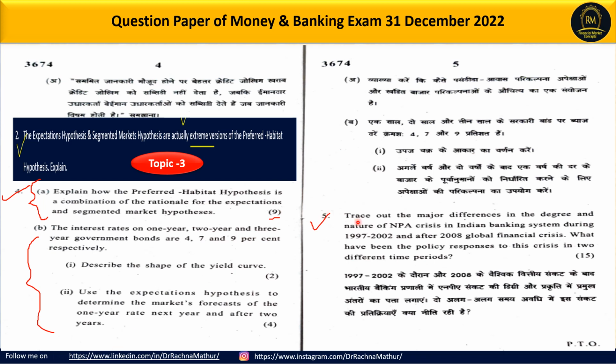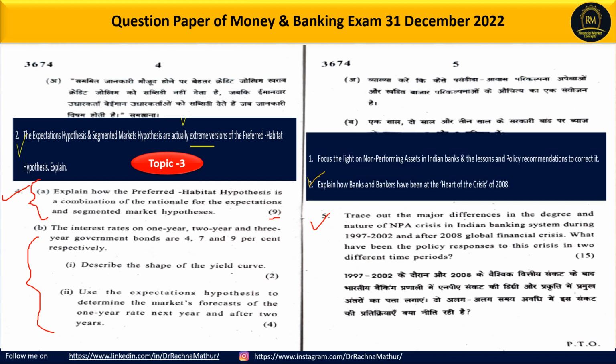Question number 5 is: trace out the major differences in the degree and the nature of the NPA, that is, the non-performing asset crisis in the Indian banking system during 1997-2002 and after the 2008 global financial crisis. What have been the policy responses to this crisis in the two different time periods?